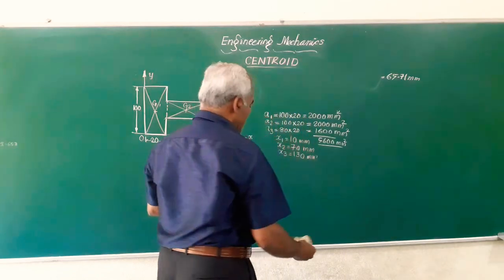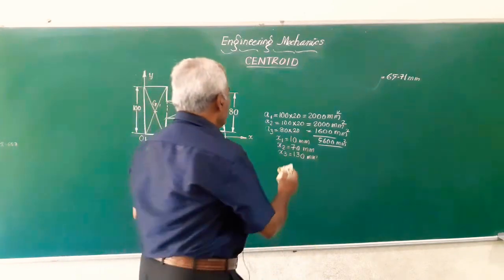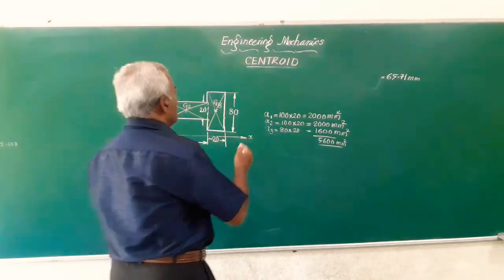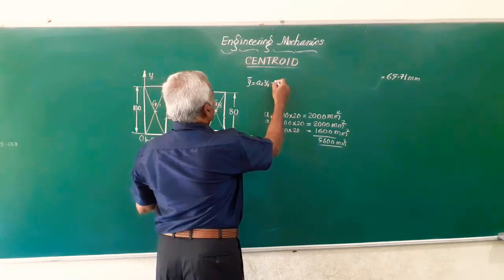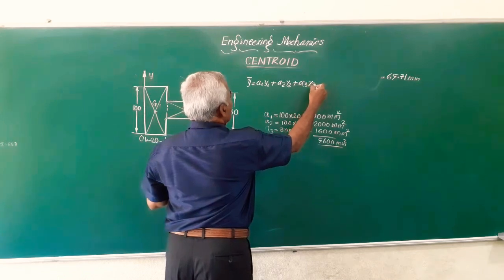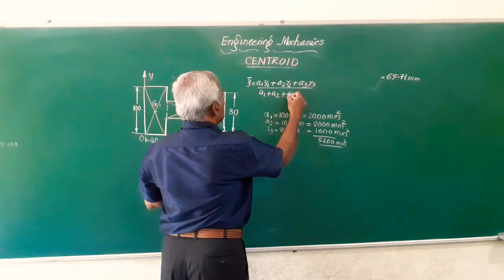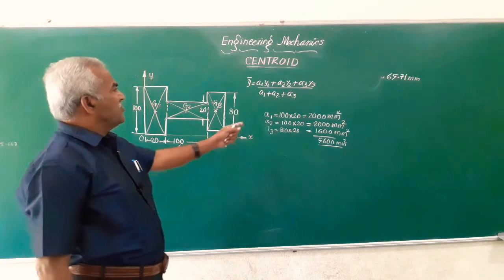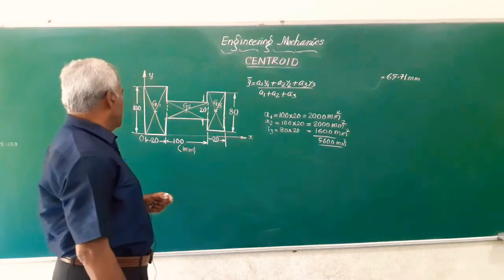Friends, to find out y bar, the distance of the centroid from the x-axis, let us see how to get the value. We have the formula for the y bar given by y bar is equal to a1y1 plus a2y2 plus a3y3 divided by a1 plus a2 plus a3, similar to the formula we have for the x bar. So friends, here we know all the areas. So let us find out what is y1, y2 and y3.